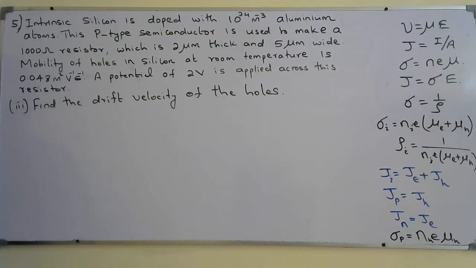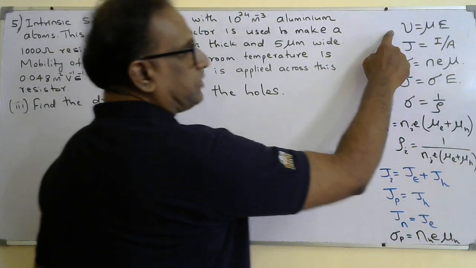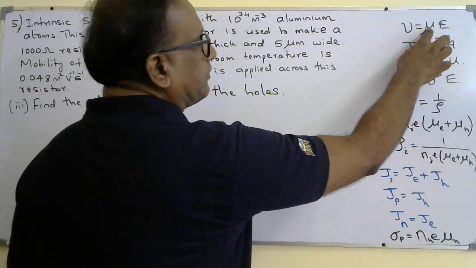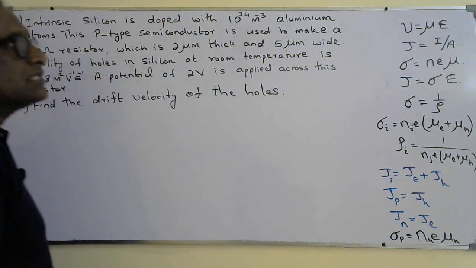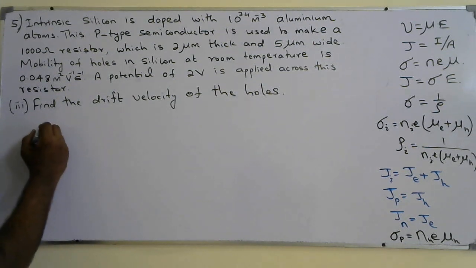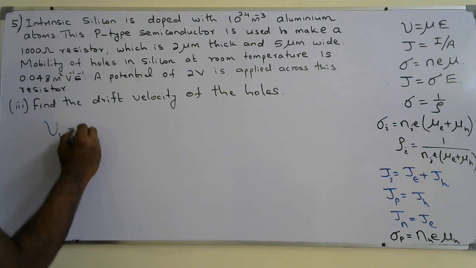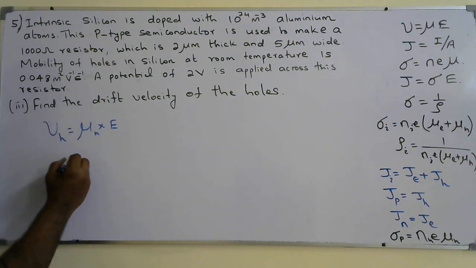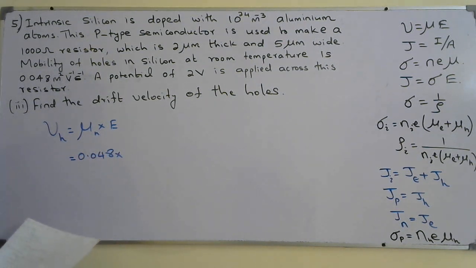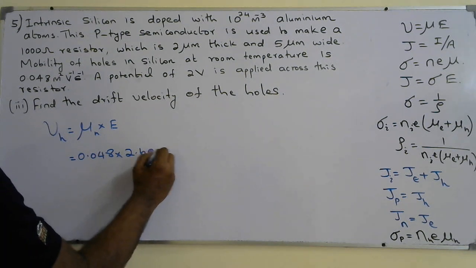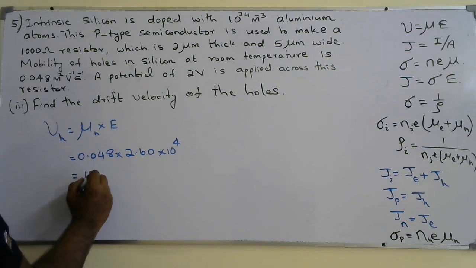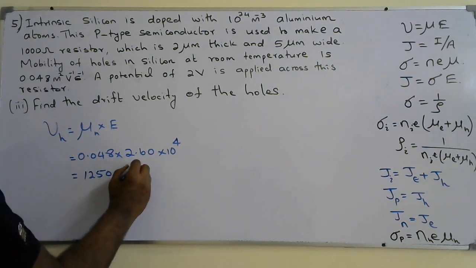Third part: find the drift velocity of the holes. We have the equation from earlier: drift velocity equals mobility times electric field strength. We know the mobility of the holes, and the electric field strength we just calculated. So VH is equal to mu H times E. Mu H is given as 0.048, and the electric field strength we just calculated is 2.60 times 10 to the power 4. So that will be 1250 meter per second.